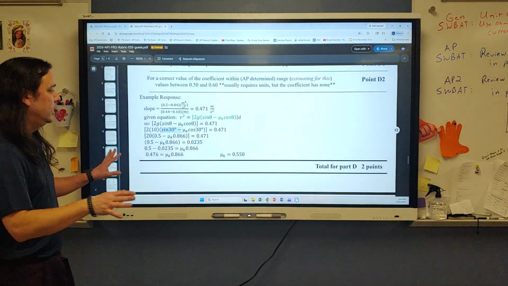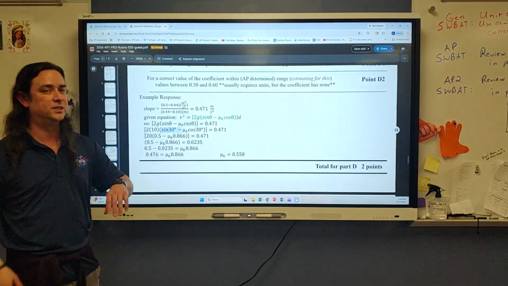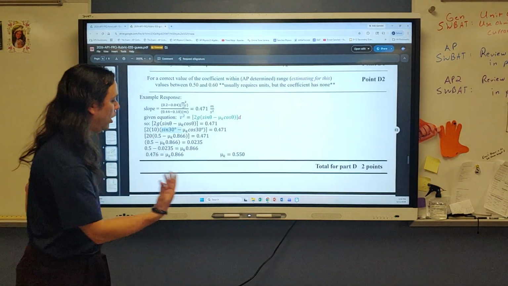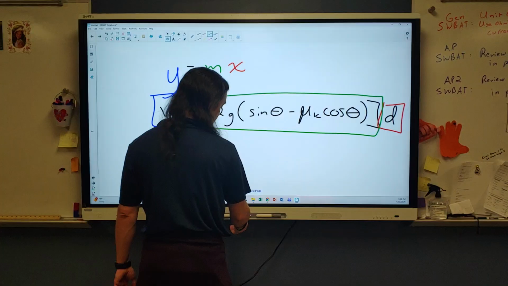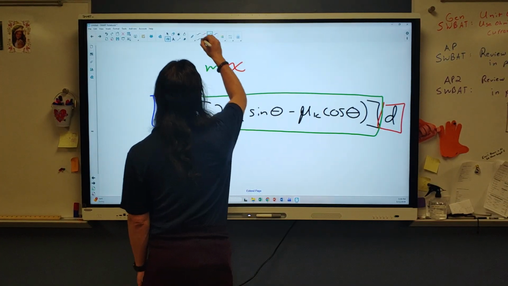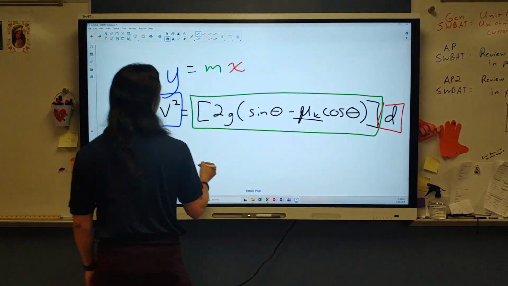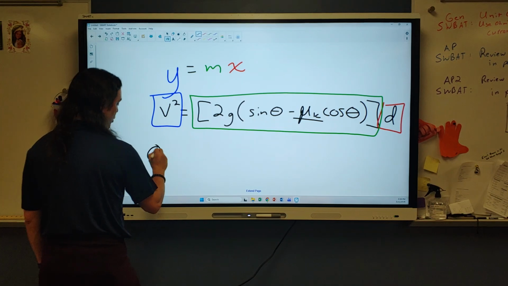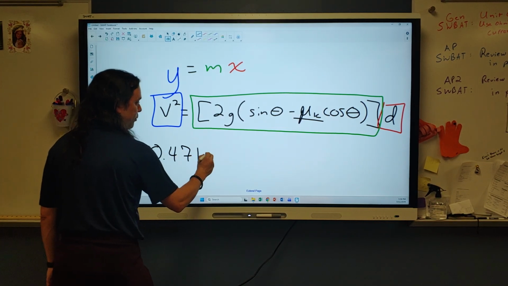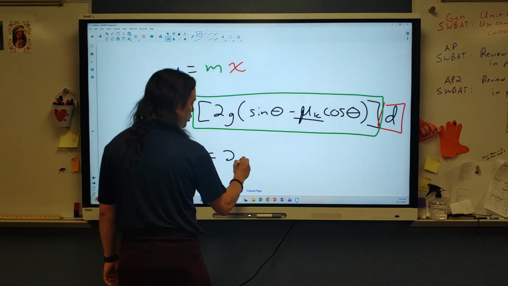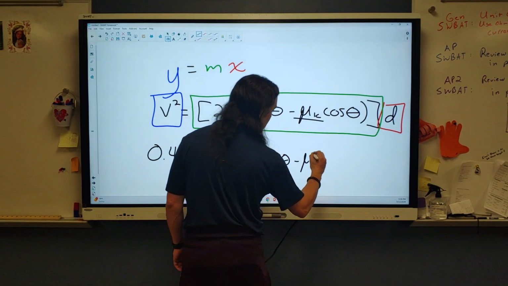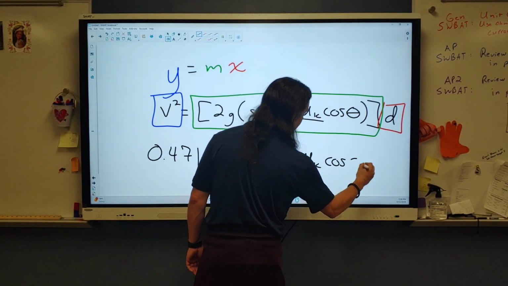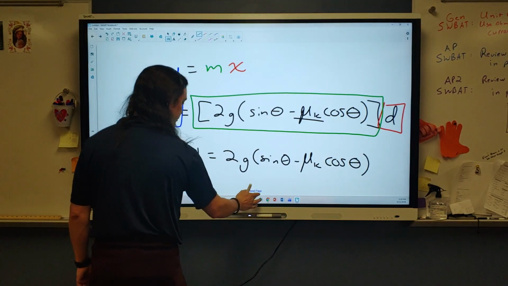Here's where it gets a little bit tricky. My slope is not magically the thing I'm looking for. How do I know what to do with it? Well, I have this as my slope, and I want to find mu sub k. So I found that my slope was 0.471 with appropriate units. I'm going to set that equal to 2g times sine of theta minus mu sub k times cosine of theta, and solve.